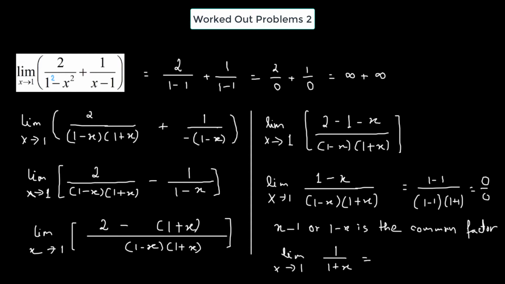Now we do the substitution. So we have 1 over 1 plus 1, which gives us half. So this is going to be the limiting value of the given rational function.